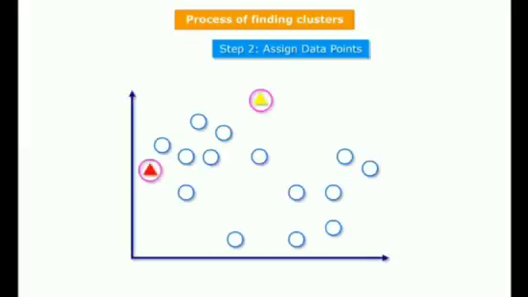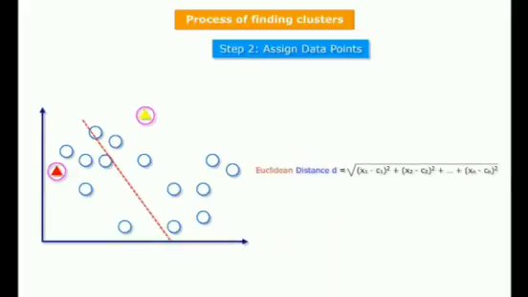Step 2. Assign data points. Once the centroids have been initiated, all the data points are assigned to the nearest centroid to form a cluster. In this context, the nearest is calculated by a proximity measure. Euclidean distance measurement is the most common proximity measure, though other measures like the Manhattan measure and Jaccard coefficient can be used.